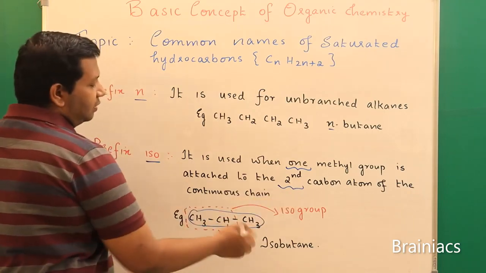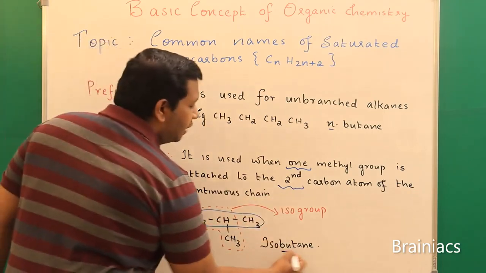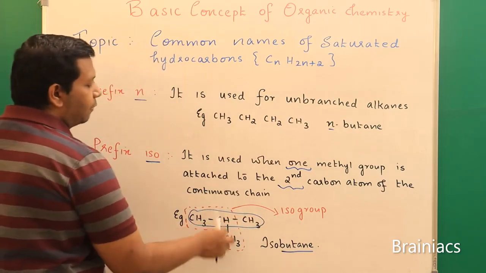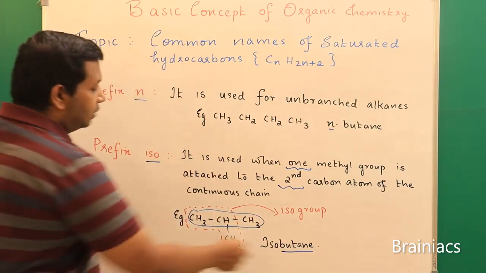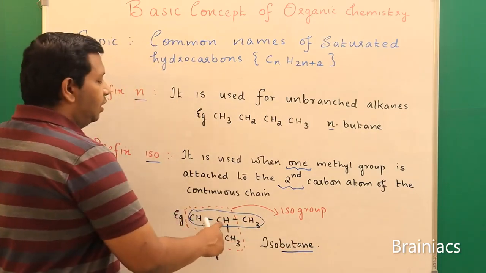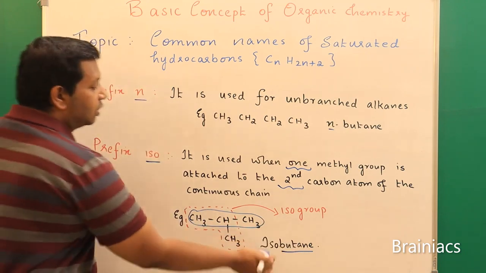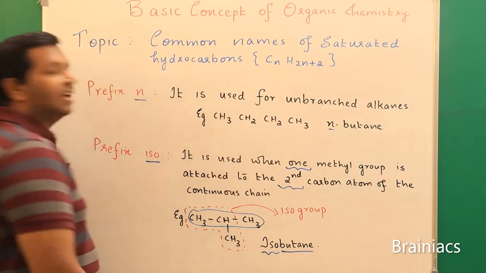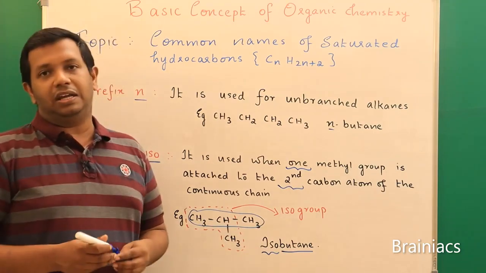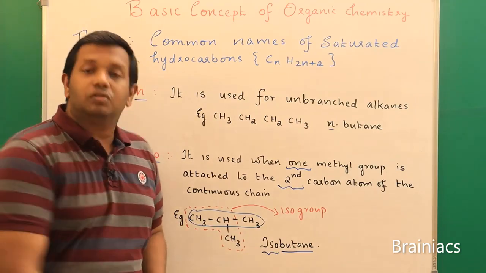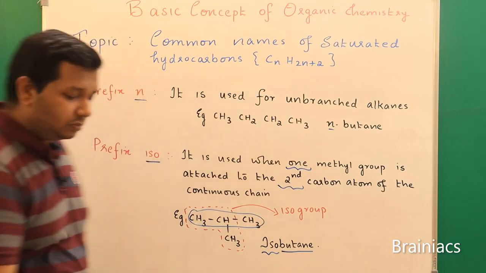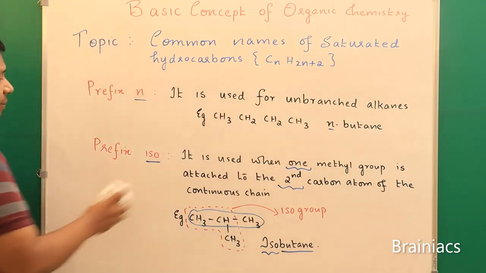So what is this one? Again the parent name butane will not change. Why? Because there are altogether 4 carbon atoms. So we still say butane, but we know that into the second carbon atom one CH3 group is connected. So we use the term iso, or we say it is isobutane. Now when will we use the prefix neo? I am rubbing this.